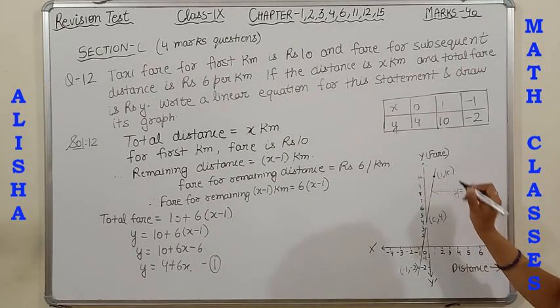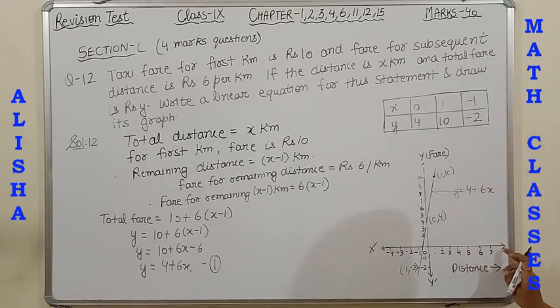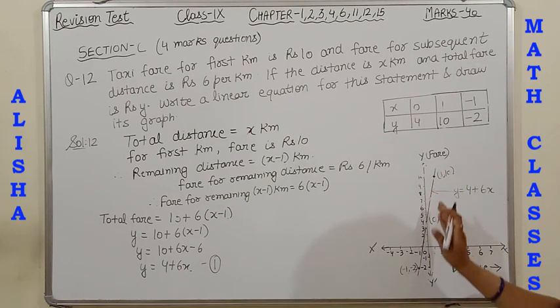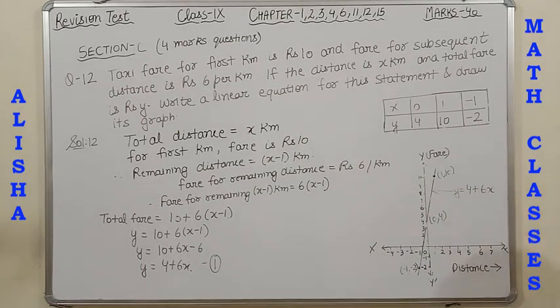So this point will be (1, 10), and the next is x is equal to minus 1 and y is equal to minus 2. On the x axis x is equal to minus 1 is here, and on the y axis y is equal to minus 2 is here. So in front of these two points, this point will be (minus 1, minus 2). So just join all these three points and you will be able to draw the graph of this equation. Please note down.